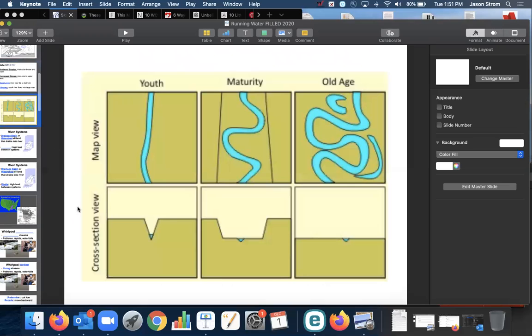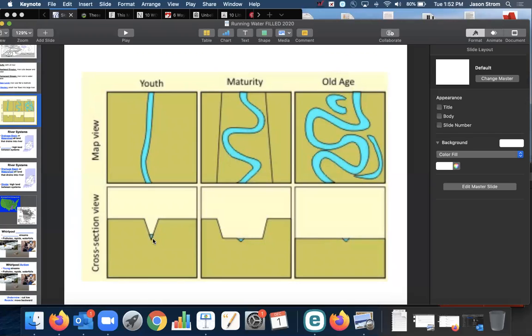This next one, remember we talked about fast moving water creating V-shaped valleys. If it's fast moving water, it's going to be able to move more material, more sediment. That's why it's creating these V-shaped valleys, because it's cutting into the earth more, and it's eroding and removing that sediment more quickly. So it's cutting in more effectively.